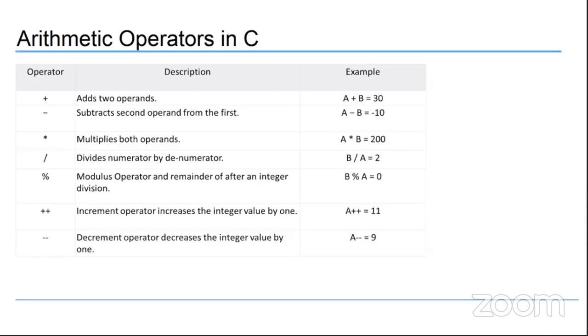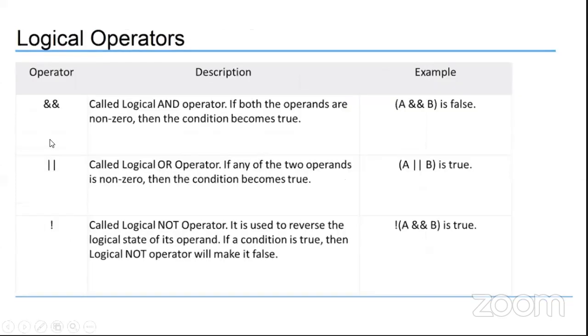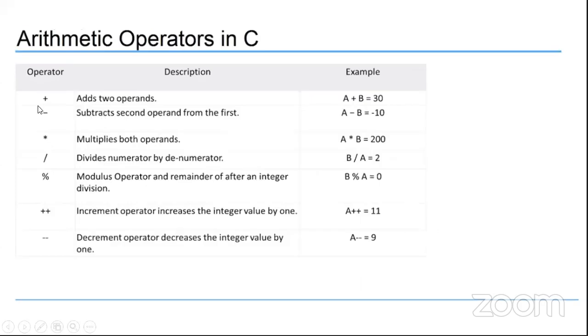Again, we'll start with arithmetic operations in C. Okay, so you can refer to your screen. These are some basic arithmetic operations. In C, plus denotes that I have two operands. So a plus b is equal to 30, so we can give two numbers a and b, and then we get 30.